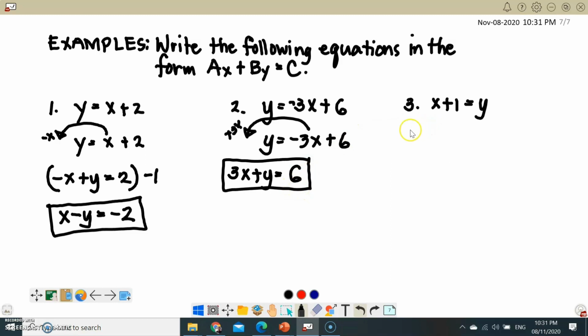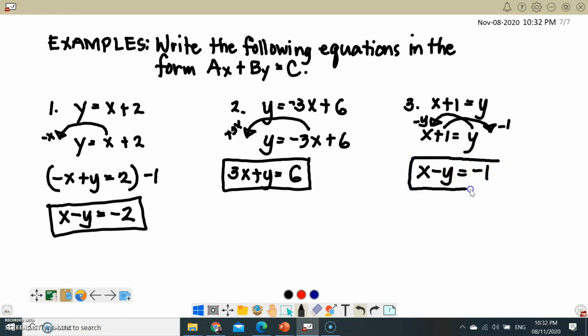So lastly, let's have number 3. So x plus 1 is equal to y. So we need to transpose positive 1 to the other side of the equation. From positive 1, it becomes negative 1. And transpose positive y to the other side of the equation. From positive y, it becomes negative y. And we now have x minus y is equal to negative 1. And you now have the equation written in the form ax plus by is equal to c.